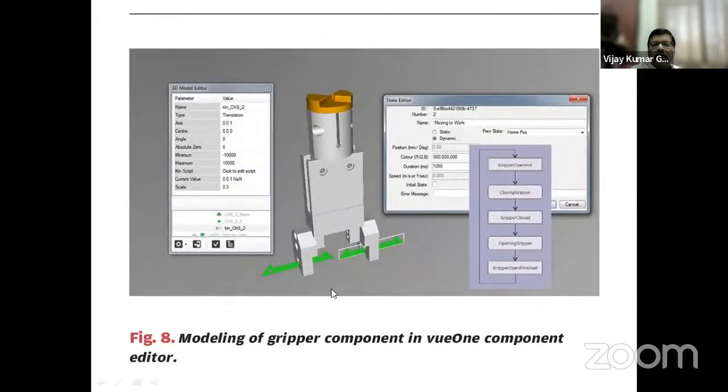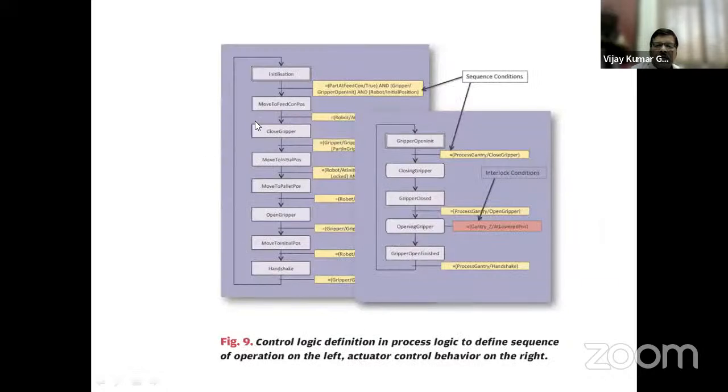So this is how the modeling of a gripper is done. You can see the CAD drawing, and then you can see the 3D animated drawing of the gripper here, right? And you see, this is the control logic they developed using this. So gripper open, gripper closed, gripper open, finished. Likewise, you can build the whole sequence of operations about the gripper.